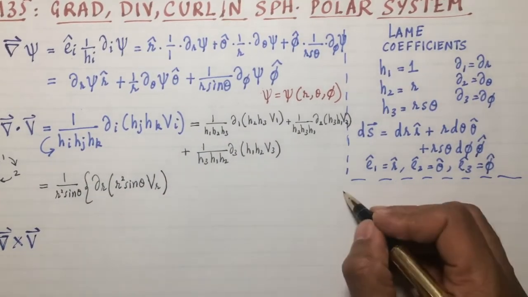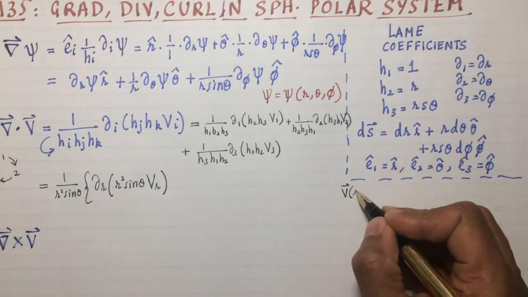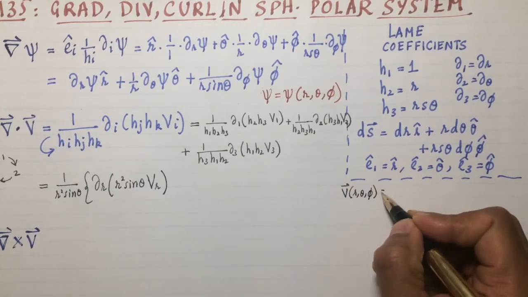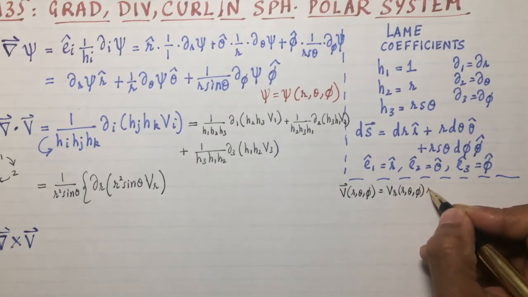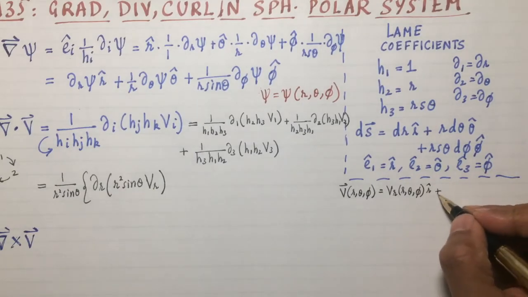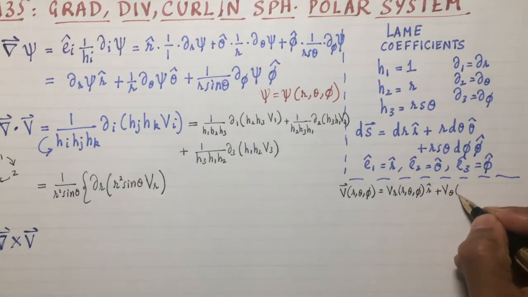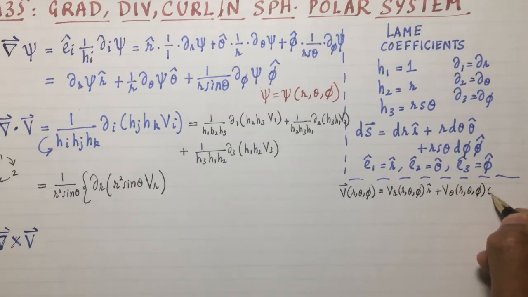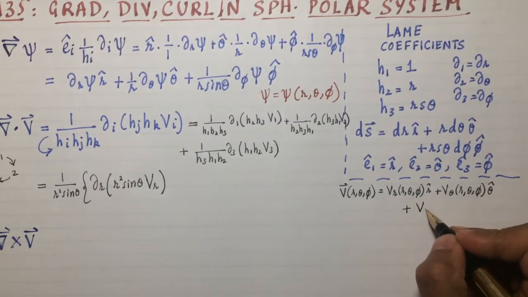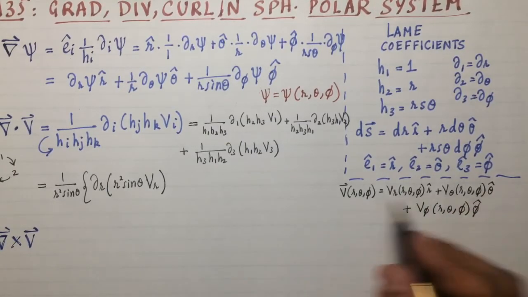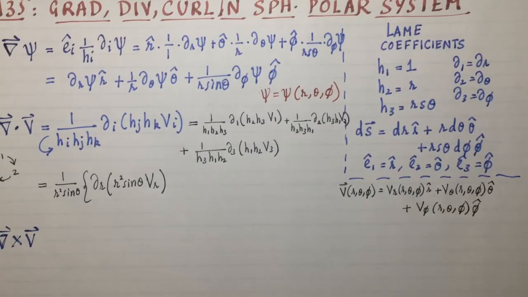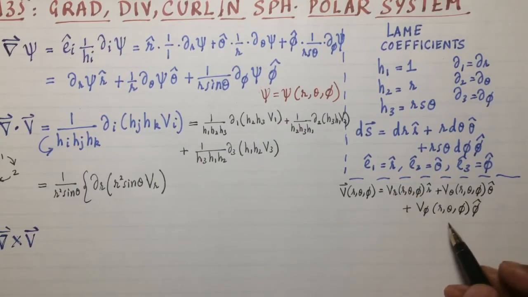So separately, realize that v of r, theta, phi is written now as V_r of r, theta, phi times r hat plus V_theta of r, theta, phi times theta hat plus V_phi of r, theta, and phi times phi hat. That's the full-blown meaning of what a vector field is. The r, theta, and phi components are themselves functions of r, theta, and phi. The vector field is a very fearsome object.